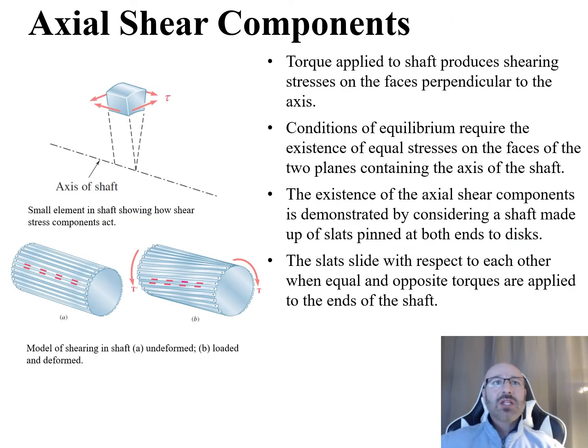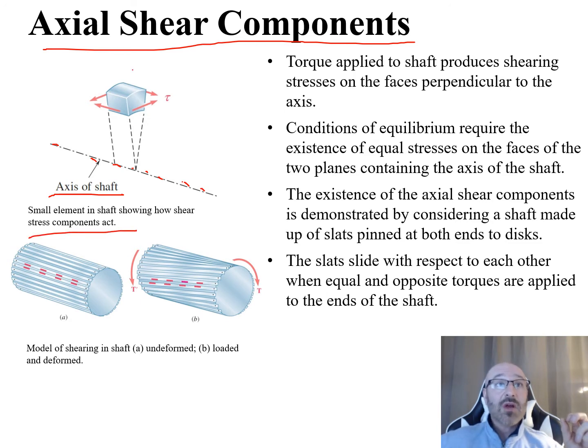So next we want to take a look at the axial shear components. First off, let's take a look at this diagram over here to the left. We can see we have our axis of the shaft, so this is running down like this. And we have a small element in the shaft showing how the shear stress components act. So we come up here, this is the small element that we're concerned with, and now we can see we have our shear stress there.